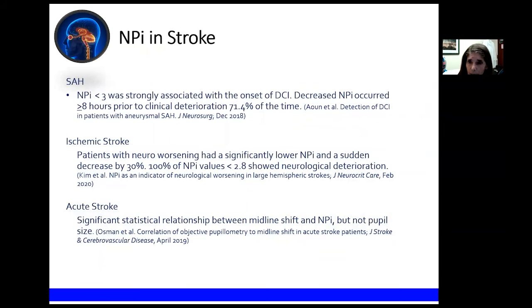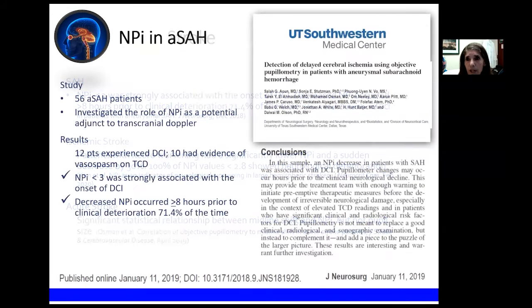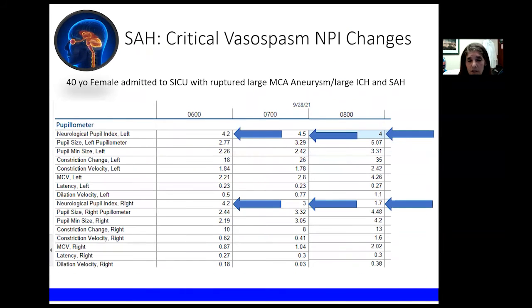NPI has been studied in stroke. In subarachnoid hemorrhage, an NPI less than 3 was strongly associated with delayed cerebral ischemia. And ischemic stroke also showed changes in the NPI. In these 56 patients with subarachnoid hemorrhage, they found that an NPI less than 3 was strongly associated with the onset of delayed cerebral ischemia. And this NPI decreased about 8 or more hours prior to clinical deterioration.